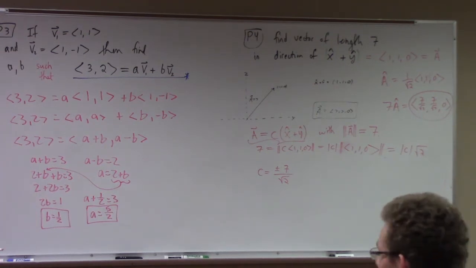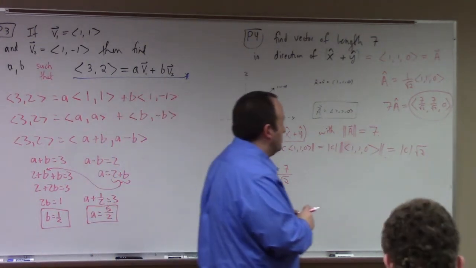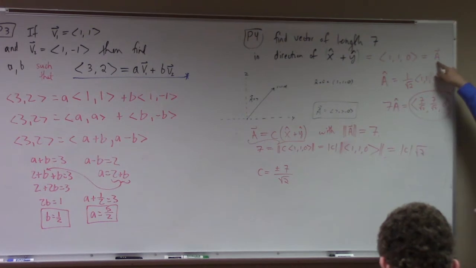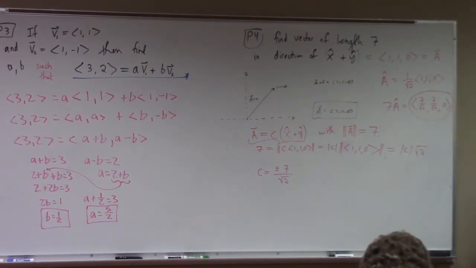Why did you multiply by 1 over square root 2? Because that's the unit vector. To find the unit vector of a, we take a and divide by the magnitude of a. The length of a here is square root of 2. This is a good question.